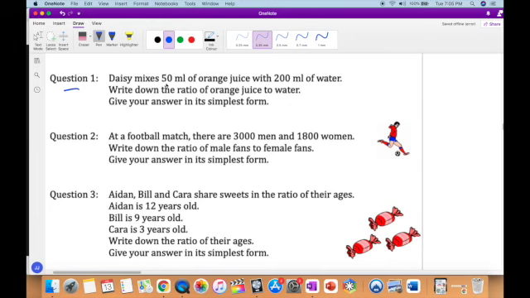All right. She mixes 50 ml of orange juice with 200 ml of water. So the ratio of orange juice to water is, for every 50 ml of orange juice, 200 ml of water. Then we just have to reduce that, so we can think about it like a fraction, right? 5 fours are 20. So it's actually a ratio of 1 to 4.